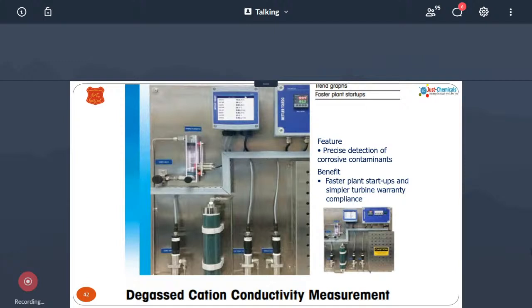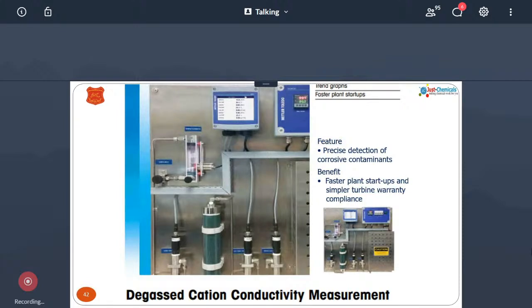Now cation conductivity was removing the effect of ammonia present in the water, or ammonia and hydrogen present in the water. Now these degas cation conductivity measurements are removing the effect of carbon dioxide also. Even when carbon dioxide is being removed, we know at what conductivity the water actually is, and we will know what the impurity is. And we will also know whether CO2 is making the cation conductivity high or not.